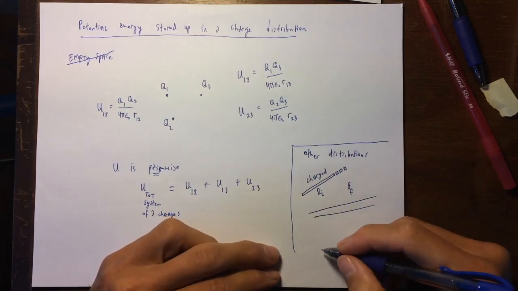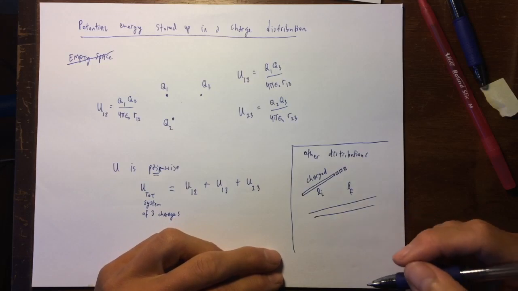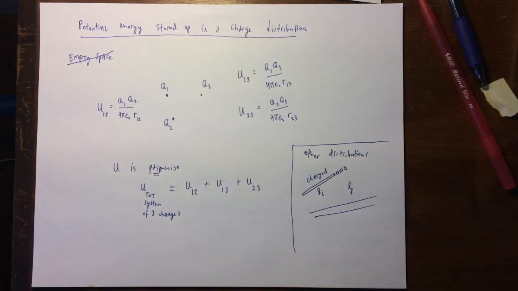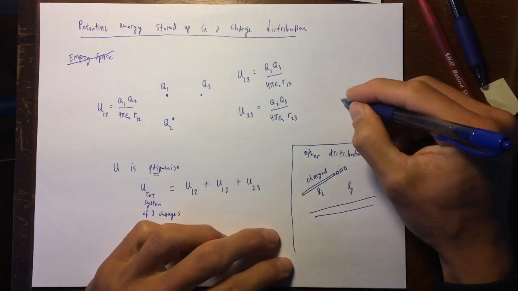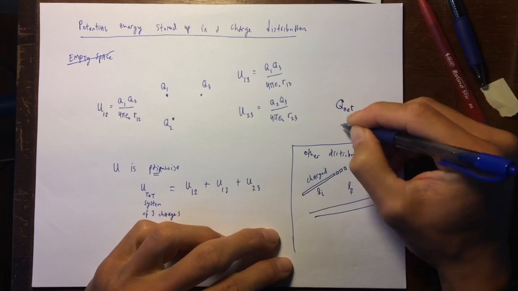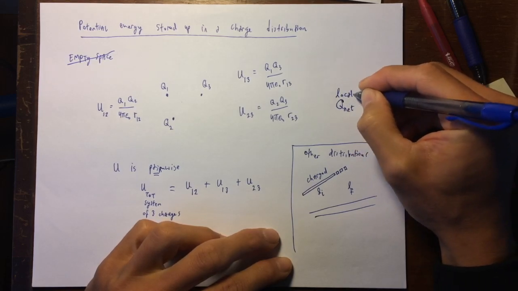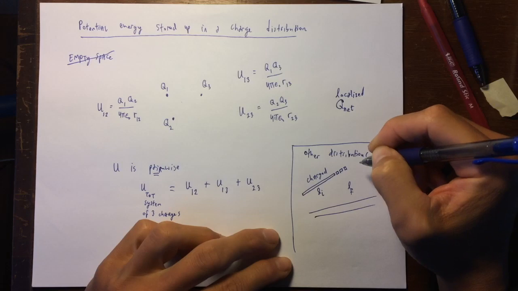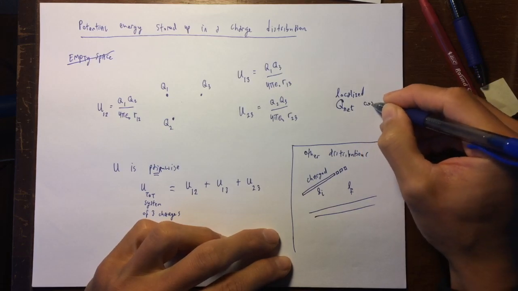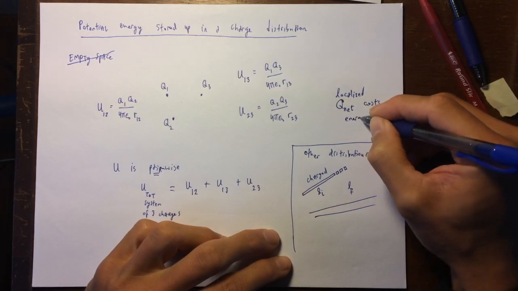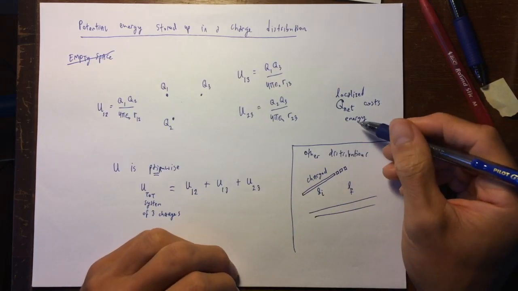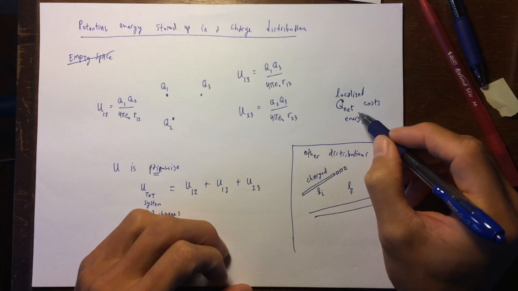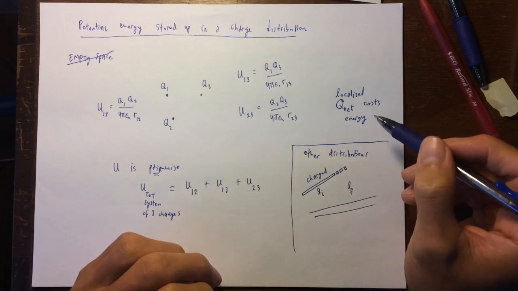You can imagine any number of things. But the point is, whenever you have a net charge localized, a localized net charge costs energy. And also, it costs energy to change charge distributions.